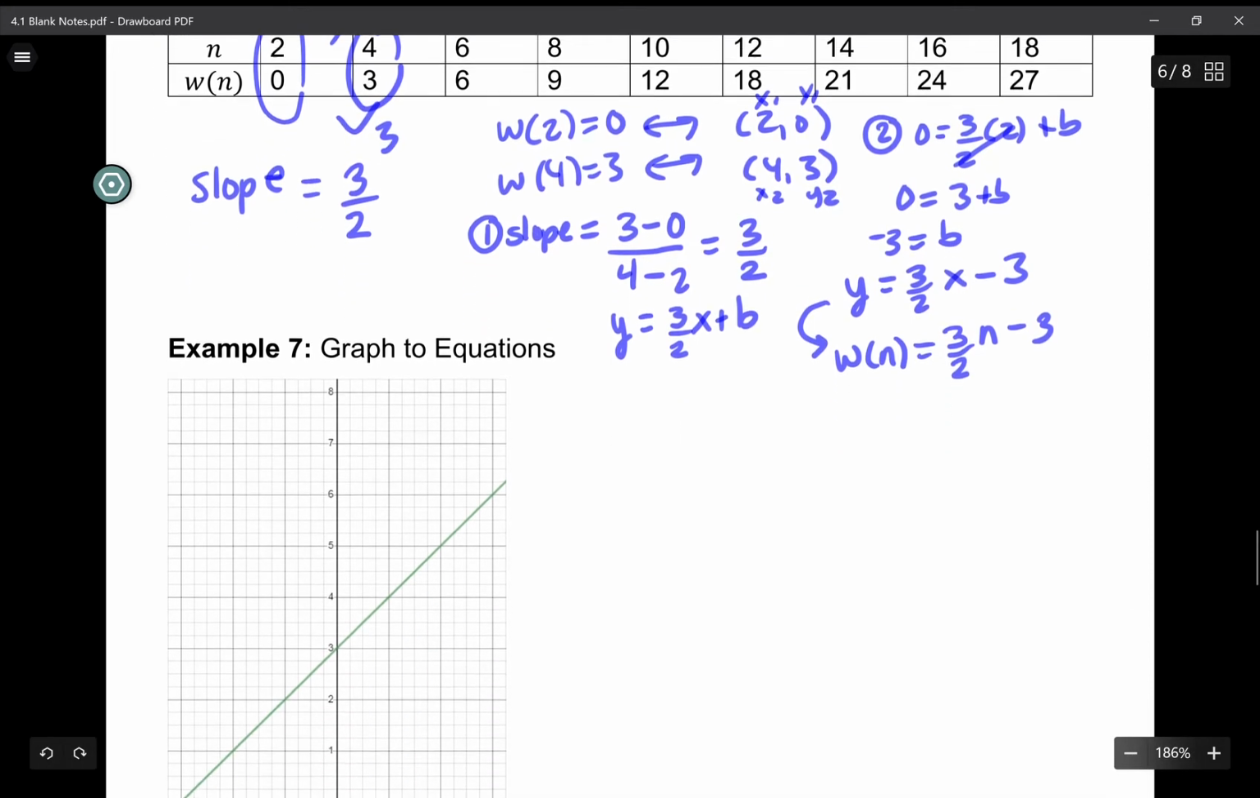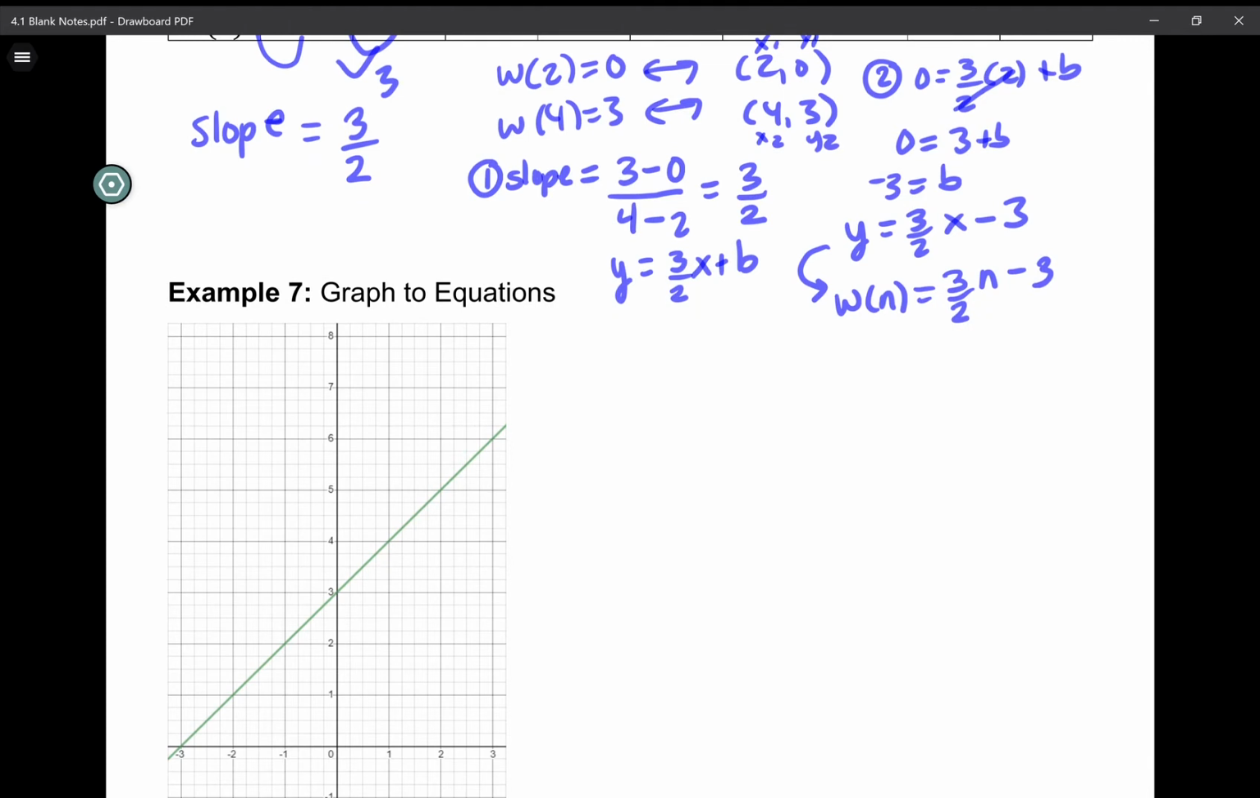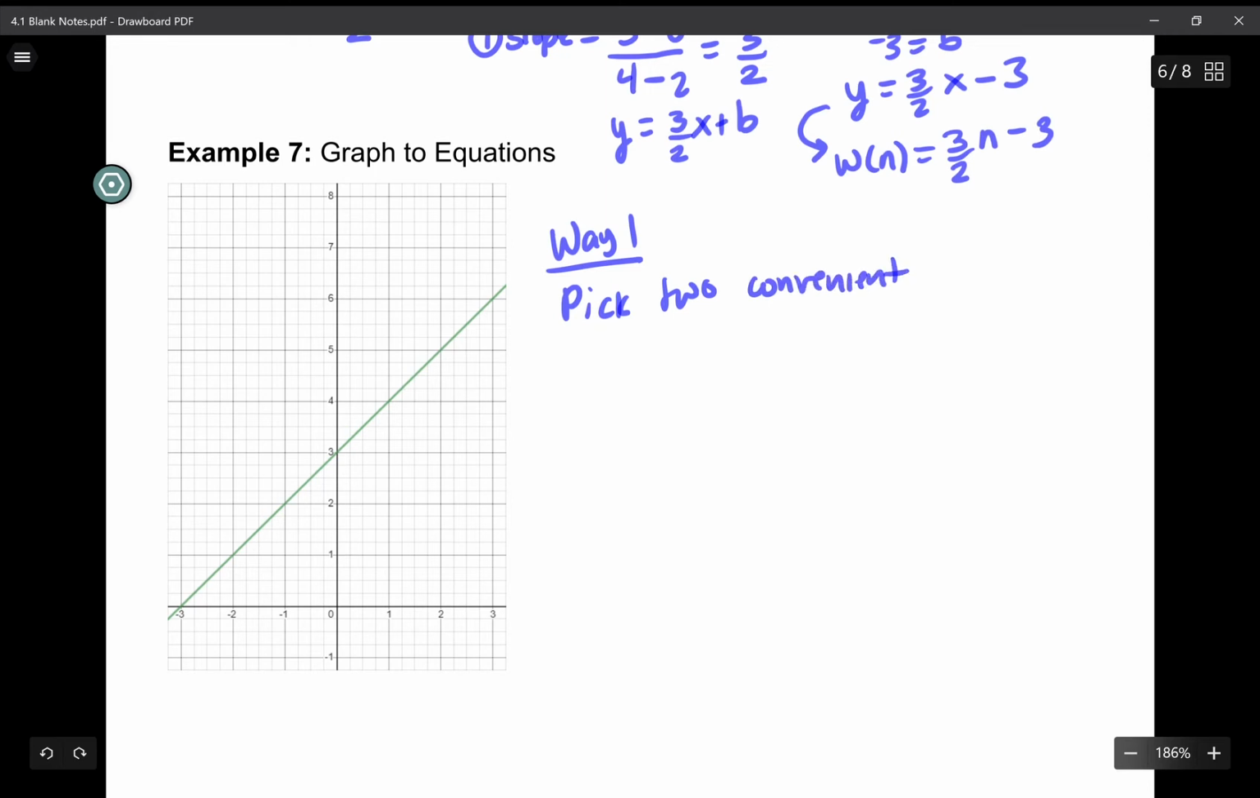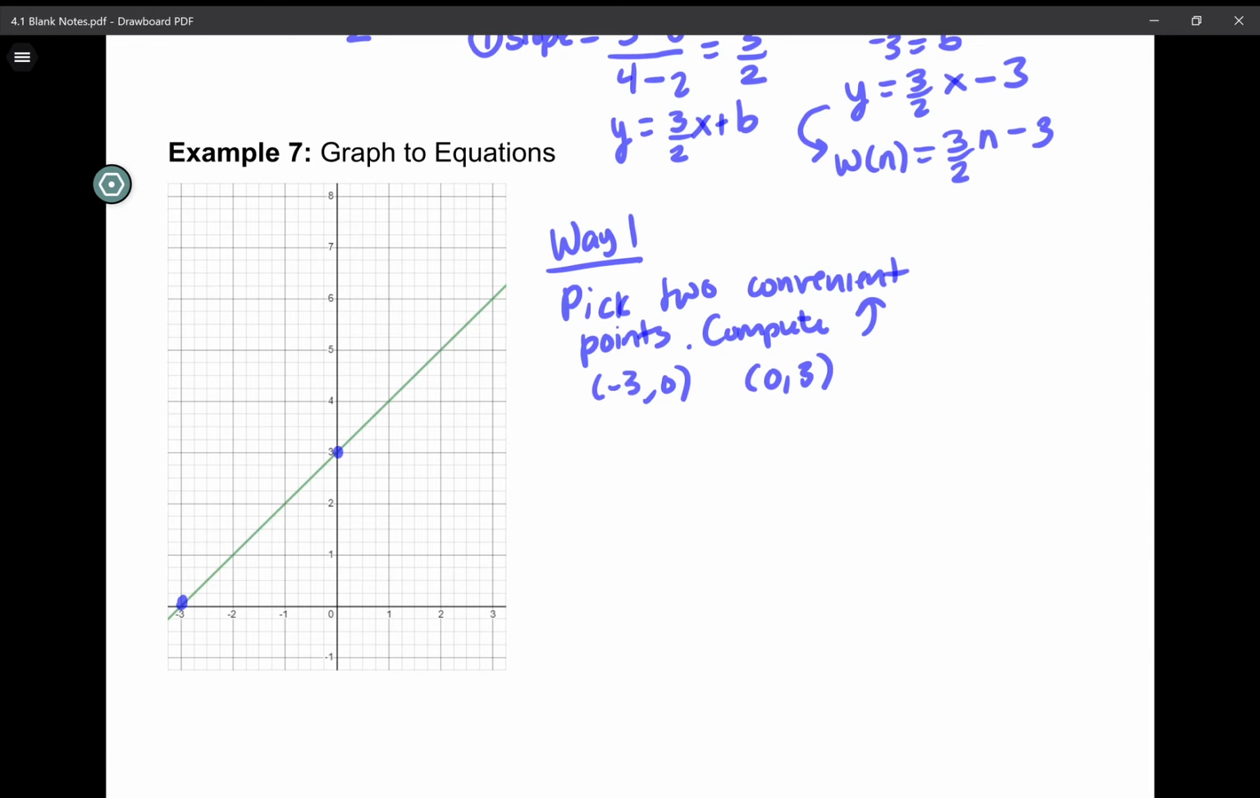All right, let's do this same problem from a graph. Well, I'm going to tell you 2 ways to do this. One way, number 1, is to pick 2 points off the graph and do it the way we've been doing it. Pick 2 convenient points. Compute as we did up there. What other convenient points? I see a lot of convenient points on this one. How about negative 3, 0 and 0, 3? Sure, that's way number 1. Go ahead, compute your slope, complete your y-intercept, get your equation of your line.